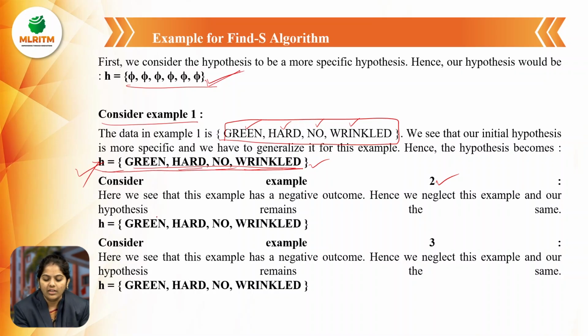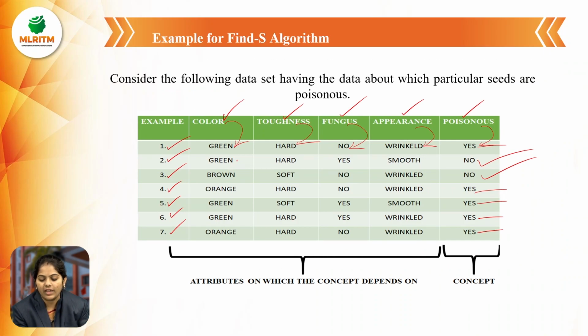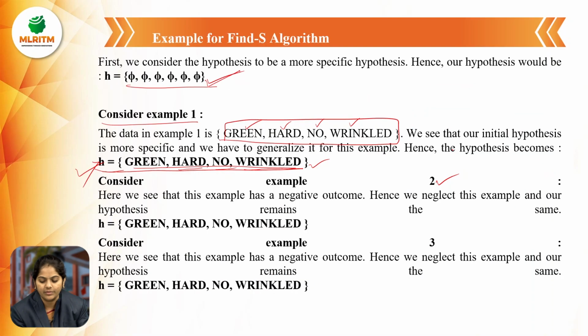So example 2 has green. So we'll see the example set. So here we have green, hard, S, smooth here. So green and green are same, so no change is required. Hard and hard are same, so no change is required. So here we have a no to S. So here we got a difference. So we'll make it a question mark here. Again, wrinkle and smooth are different. Again, we'll place a question mark here.